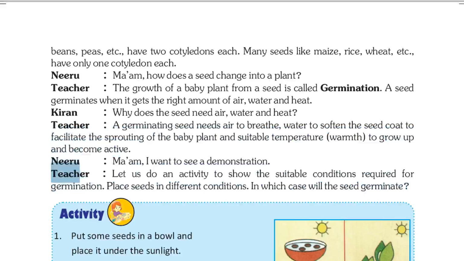Neeru: Ma'am, I want to see a demonstration. Teacher: Let us do an activity to show the suitable conditions required for germination. Place seeds in different conditions. In which case will the seed germinate?